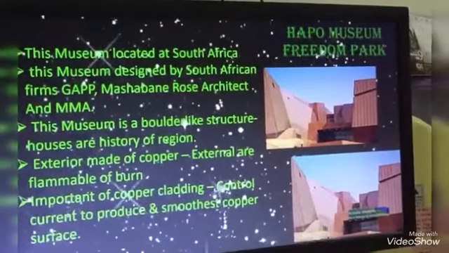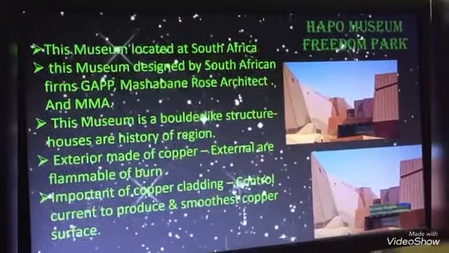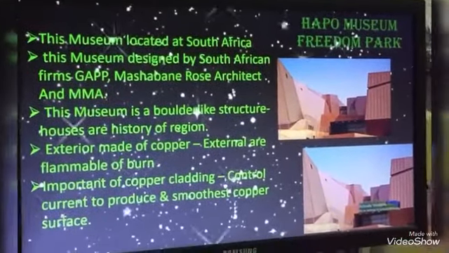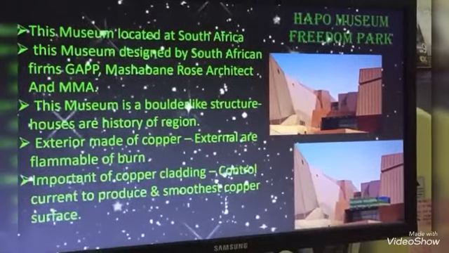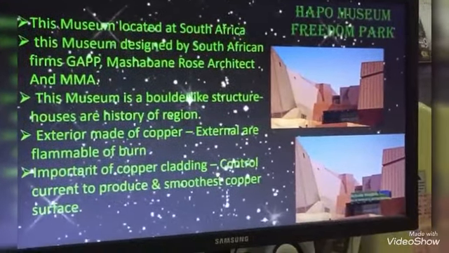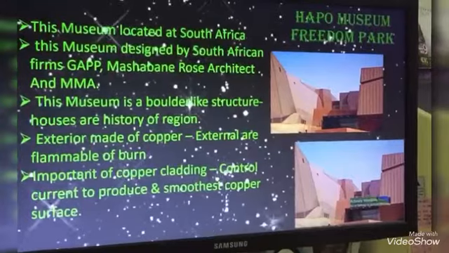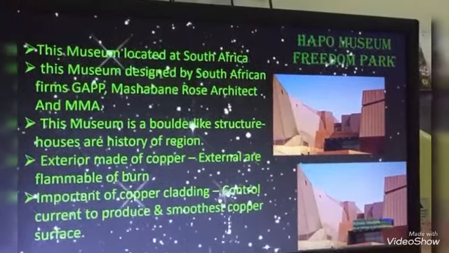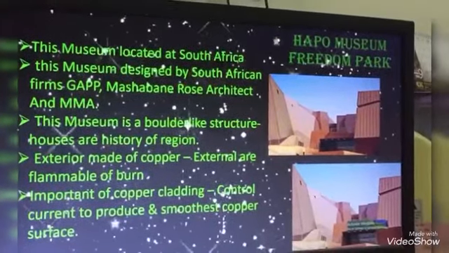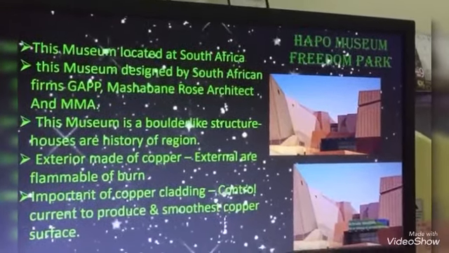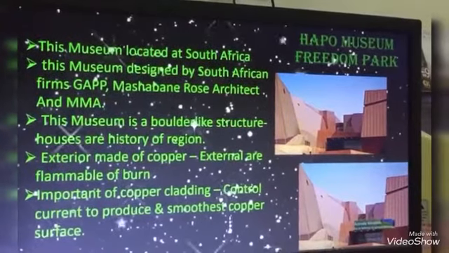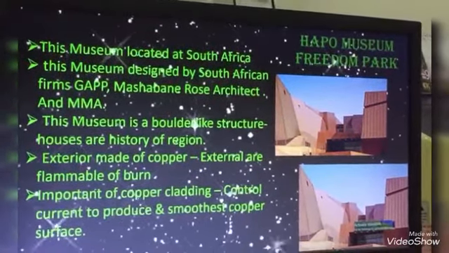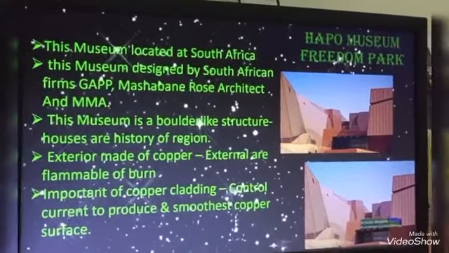The last museum we are choosing for today's discussion is the Hector Pieterson Museum, Freedom Park. This museum is located in South Africa. It was designed by the South African firm Gapp Mazana Rose Architect. This museum has a border-like structure that houses the history of the region. This museum is made as a structure of the history and religion of the South African people.